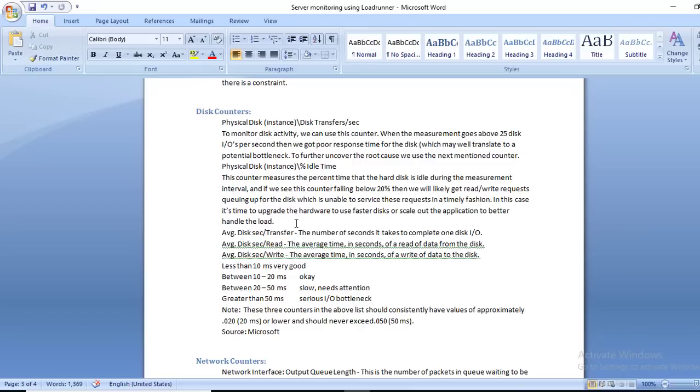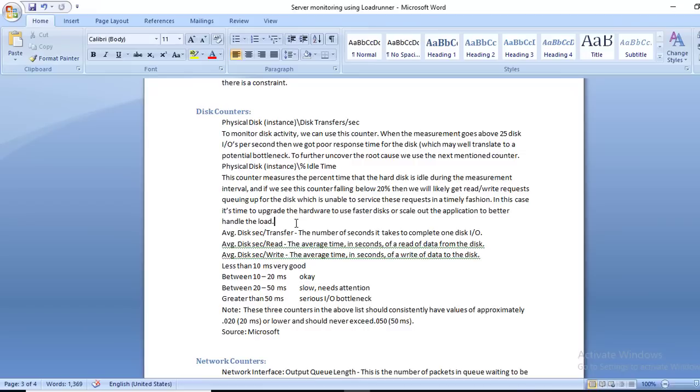Average disk seconds per transfer, we saw it in perfmon. This counter indicates the number of seconds it takes to complete one disk input output operation, for reading or writing or whatever IO operation we have to do. Average disk seconds per read is the average time in seconds of a read of data from the disk. Average disk seconds per write is the average time in seconds of a write of data to the disk.